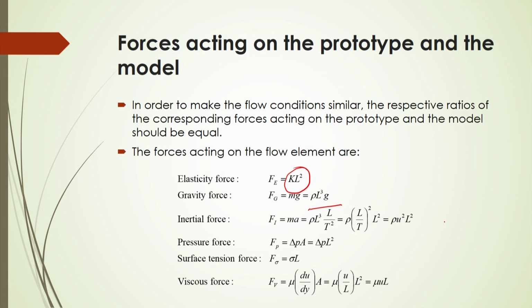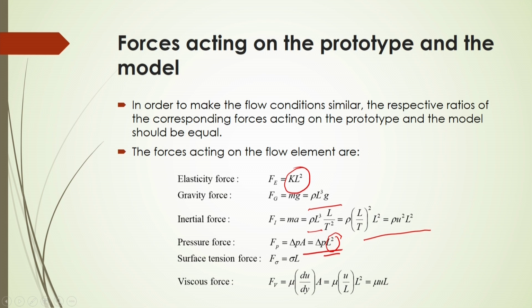Inertial force, F_I, is defined as mass into acceleration, that will be rho L cube into L by t square, and finally it comes to rho u square L square. Similarly, pressure force is very important. It is defined as delta p into cross-sectional area, that is delta p into L square, the dimensions for the cross-sectional area.